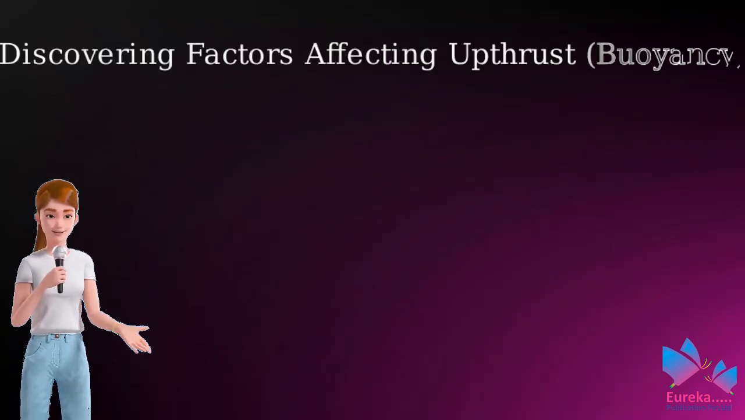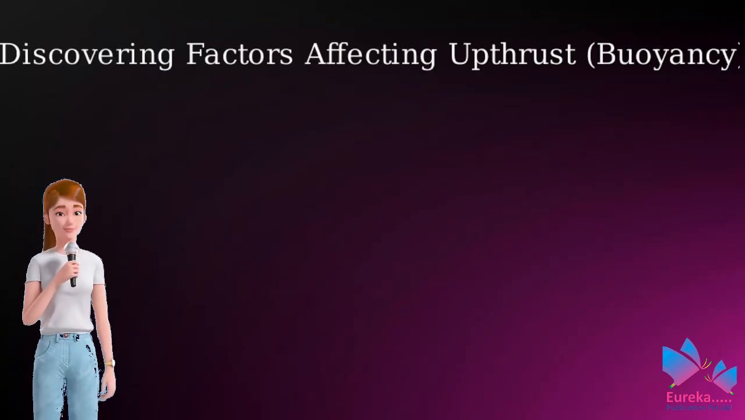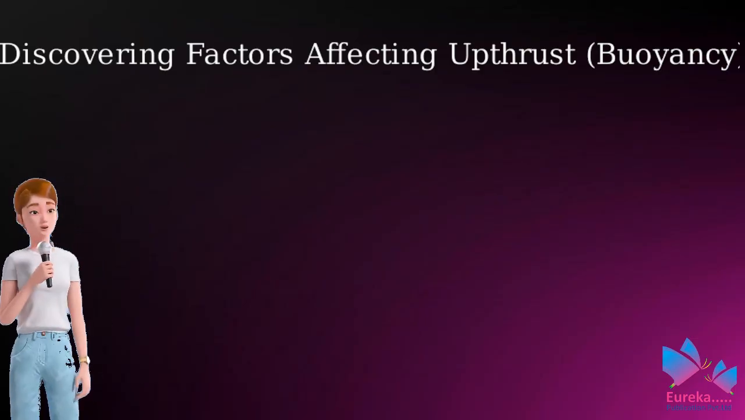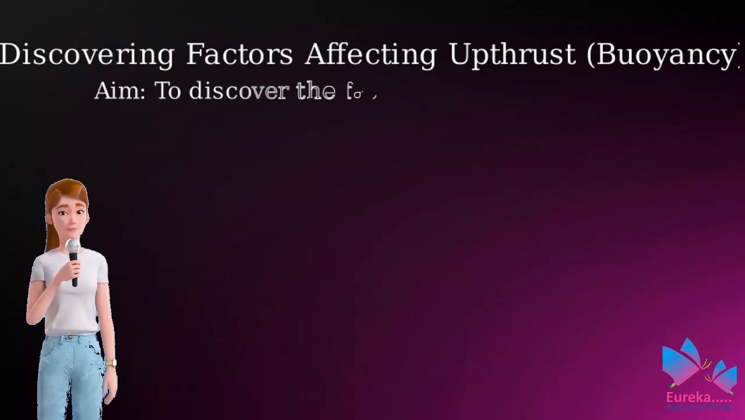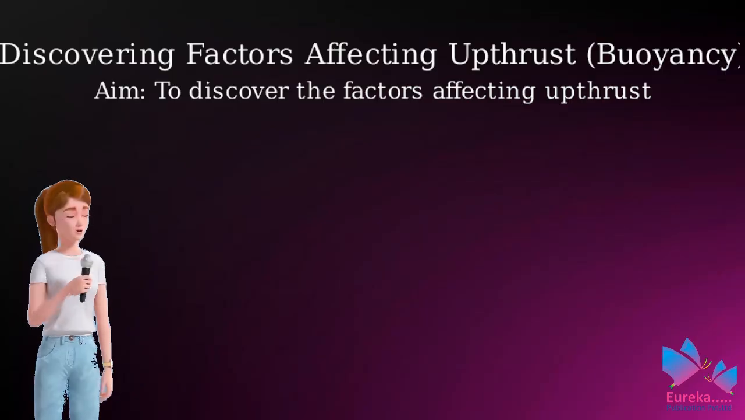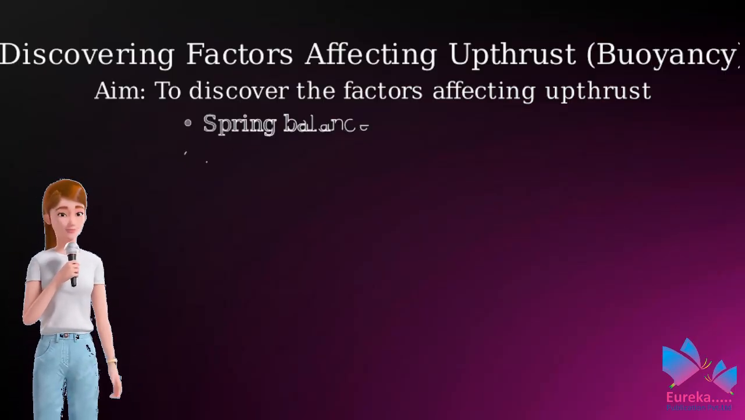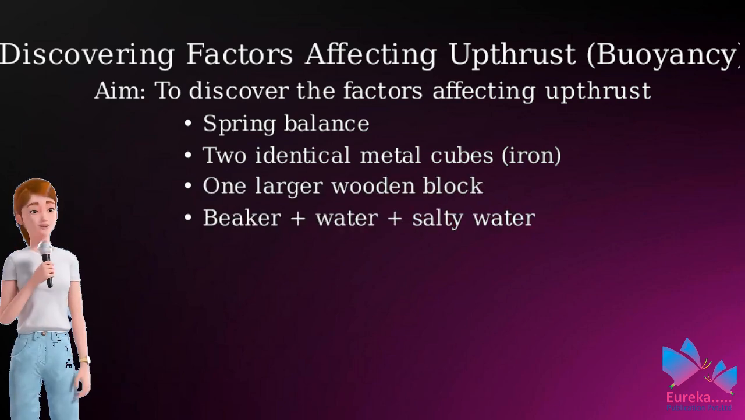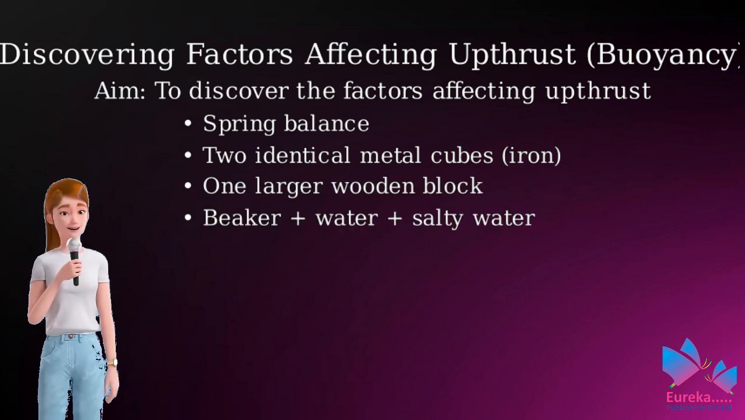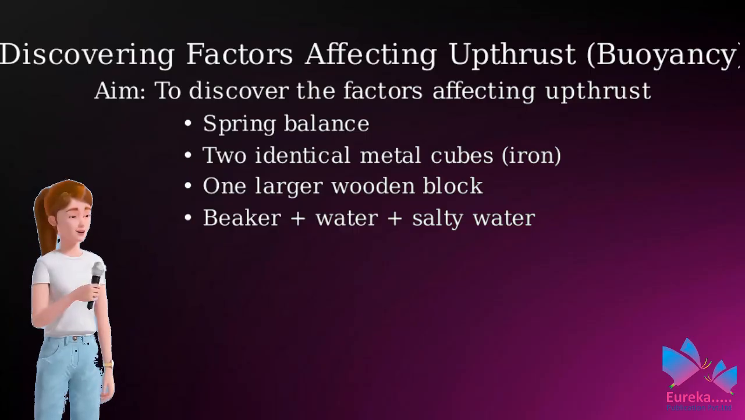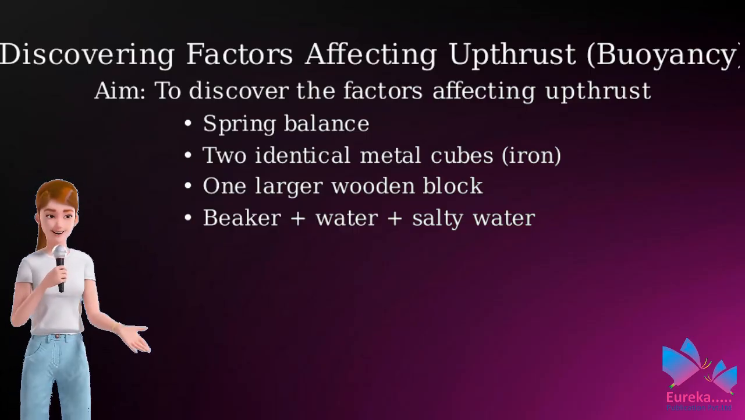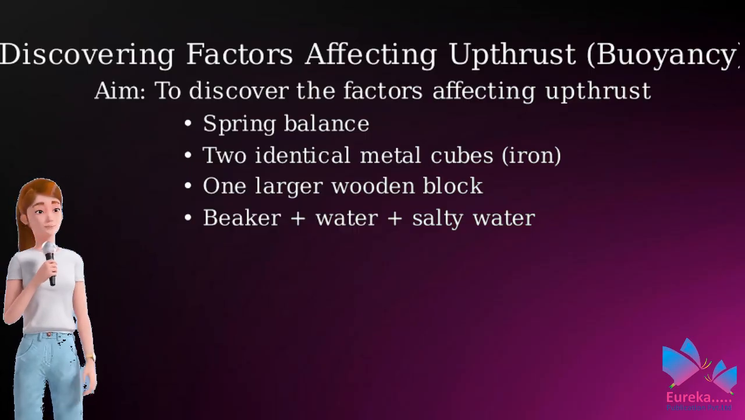Welcome! In this activity, our aim is to discover the factors affecting upthrust, also called the buoyant force. We'll follow Activity 8.5 with simple lab gear and clear visuals. Materials required: a spring balance, 2 identical metal cubes, such as iron, 1 larger wooden block, a beaker, water, and salty water.